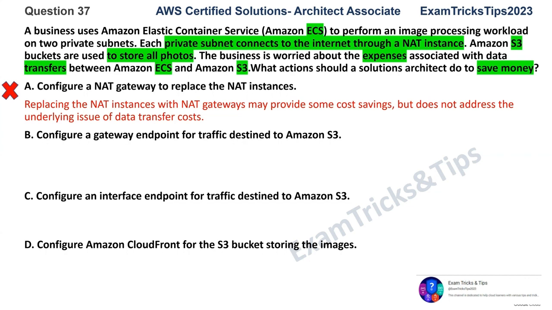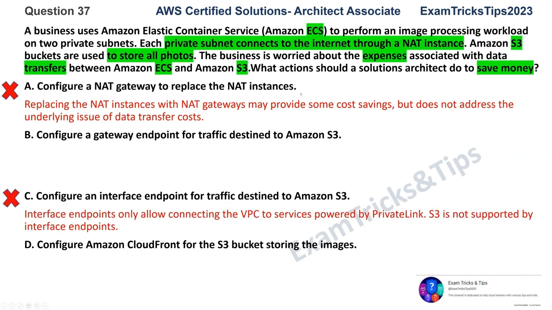Next wrong one for me is option C. It says configure an interface endpoint for traffic destined to Amazon S3. Interface endpoints only allow connecting the VPC to services powered by PrivateLink. S3 is not supported by interface endpoints. So this is not going to be the right application. So option C is wrong as well.